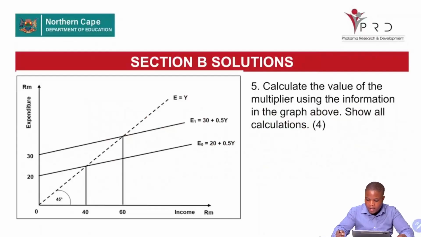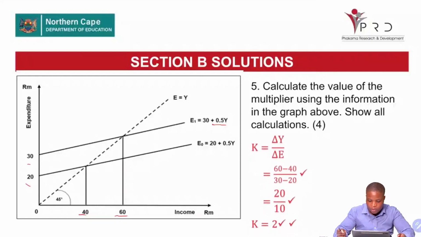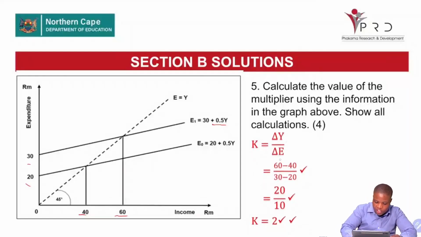Calculate the value of the multiplier using the information on the graph. Show all the calculations. So you are given information. You do have MPC, and you can also use this one. You are given income and expenditure. You can use the change. You have two options here. You can use change in income over change in expenditure. So change in income, you say 60 minus 40. This is the change in income over the change in expenditure or injection. Change in what, E or J? 30 minus 20. So 20 over 10 is 2.